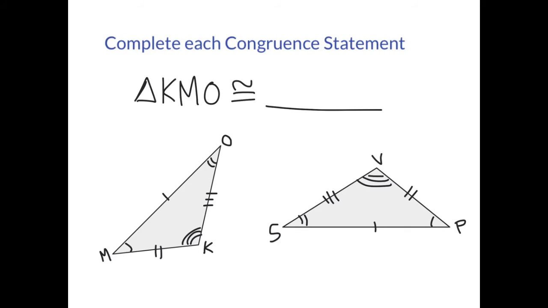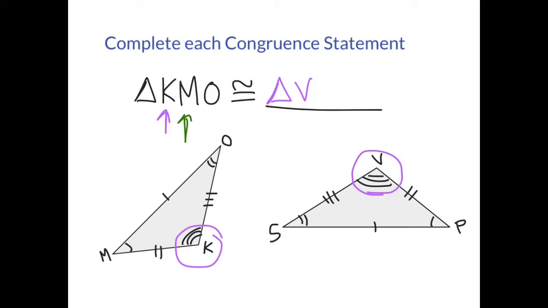All right, same sort of problem here. We're trying to complete the congruent statement. Triangle KMO, well, let's just start with the very beginning there. K is down here in this triangle. It has 3 arches, so I'm going to come over to the second triangle, and the angle with the 3 arches is V, so that's going to match K.